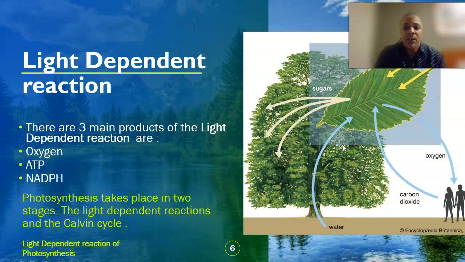As we see here in the diagram as well, the sunlight is coming into the leaf. Now, the three main products of this light-dependent reaction are oxygen, ATP, and NADPH. Photosynthesis takes place in two stages. This is the light-dependent reaction and the Calvin cycle.